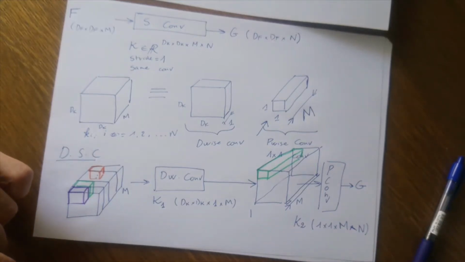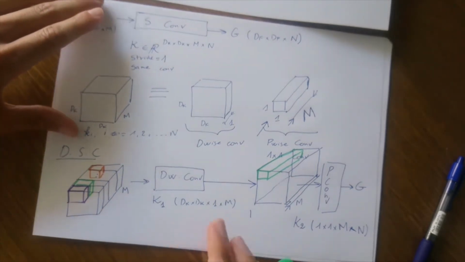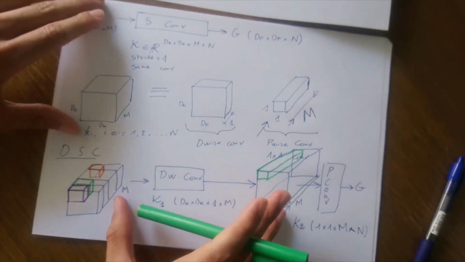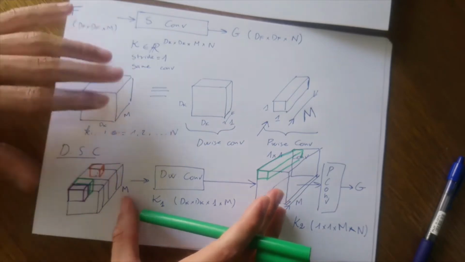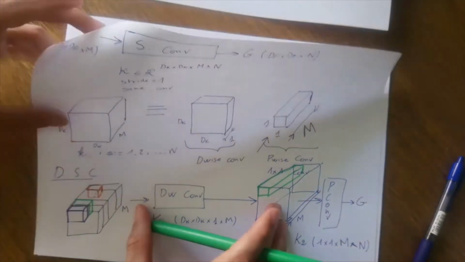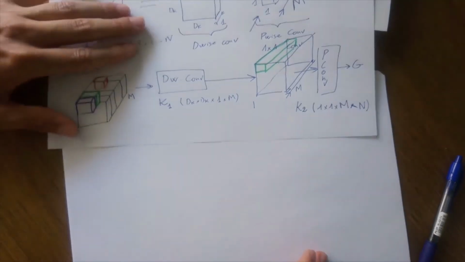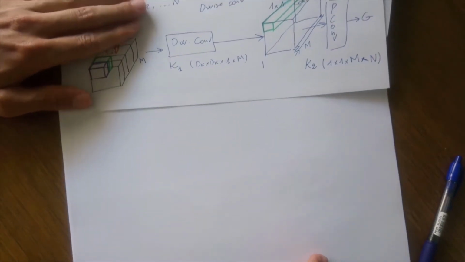Now I think I should talk about the computational cost. So what is the computational cost of this depthwise separable convolution when compared to the standard convolution? First of all, let me give you a recall of the computational cost in general.